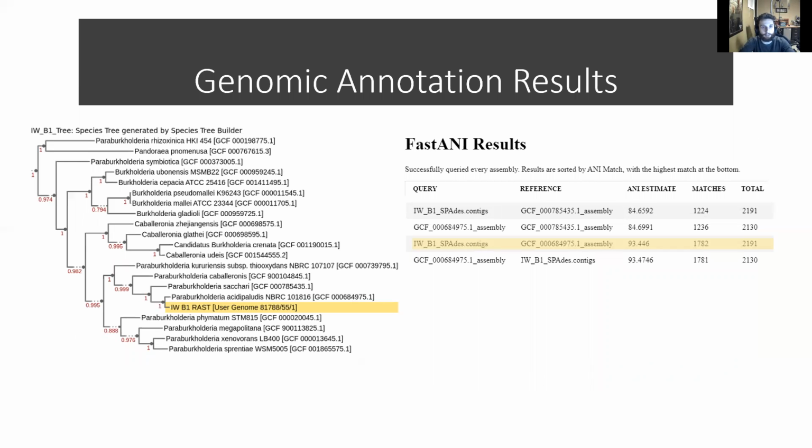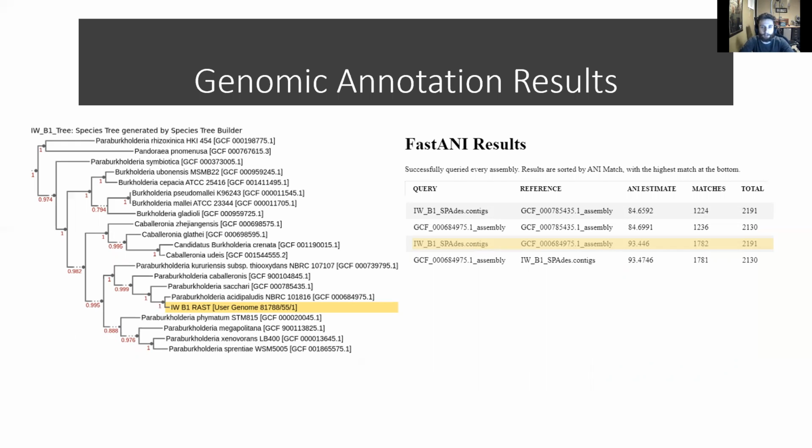So from genomic annotation, a tree was created, which is shown on the left. What this tree does is it shows all closely related species to the isolate. From this tree, an ANI test was done. An ANI test is the average nucleotide identity, and what it does is it compares the genome of the isolate to other closely related species from the tree.